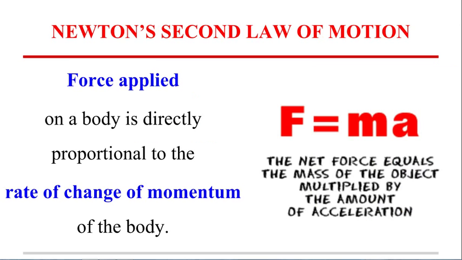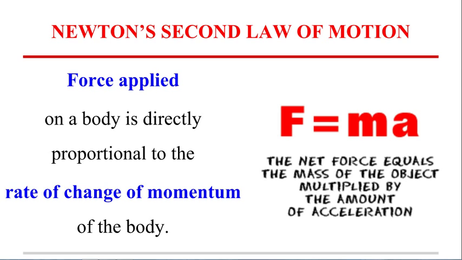Based on these two important observations, Newton's second law of motion is stated as the force applied on a body is directly proportional to the rate of change of momentum of the body. And the simplest mathematical form of this statement is F equals m multiplied by a.